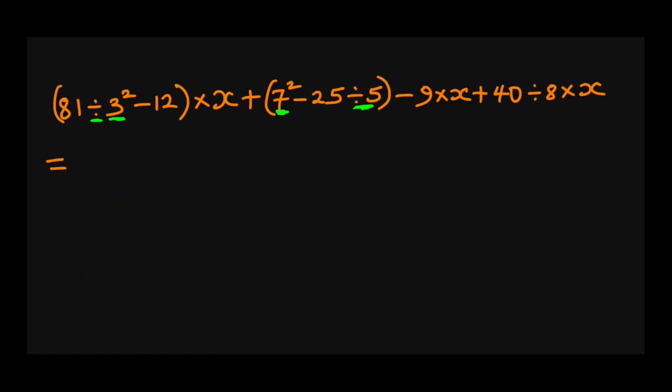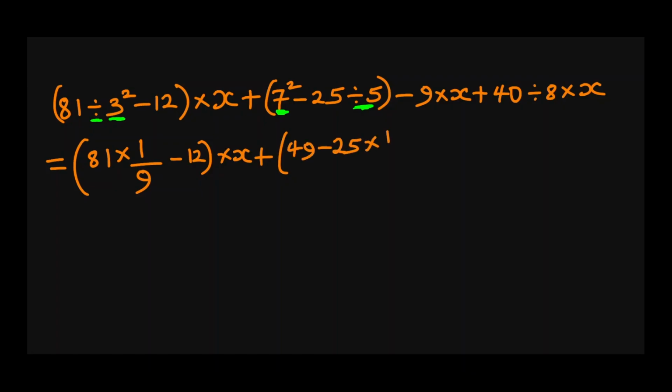So this gives us 81 times 1 over 9, 3 squared is 9, minus 12 times x plus 7 squared is 49, minus 25 times 1 over 5, minus 9 times x plus 40. We also change this divided by 8 to times 1 over 8. So this becomes times 1 over 8 times x.